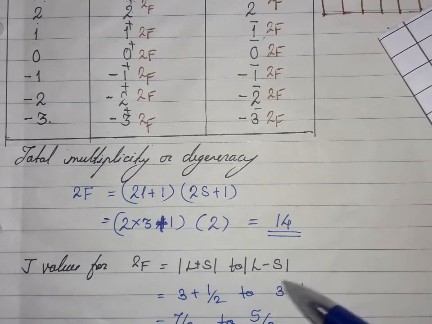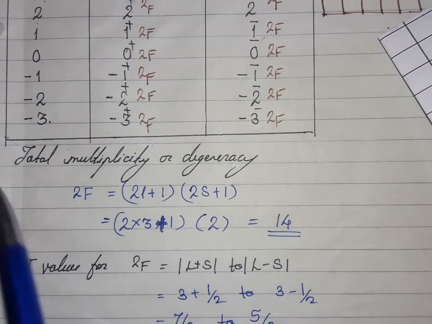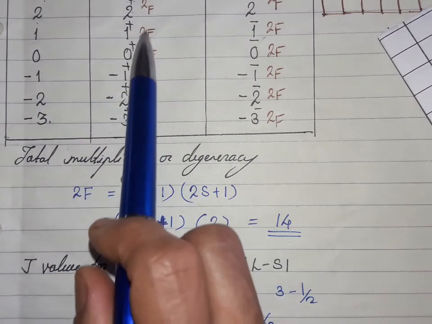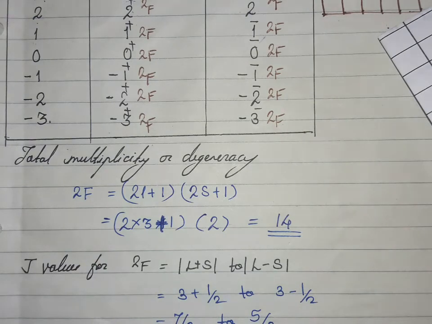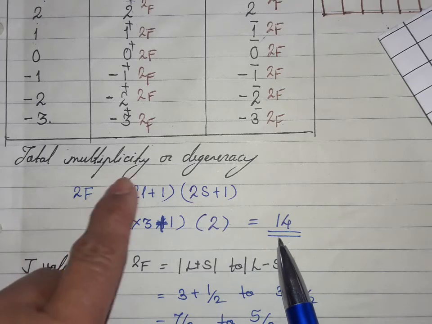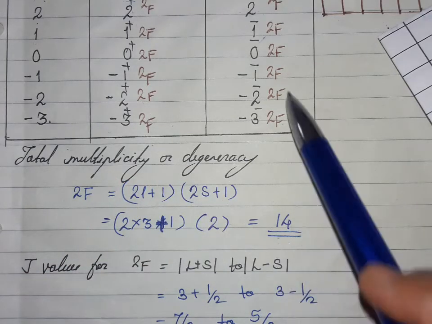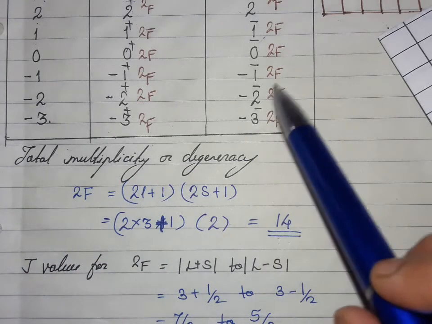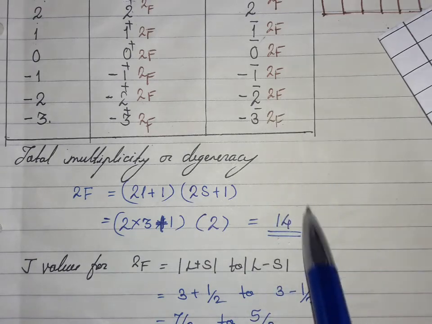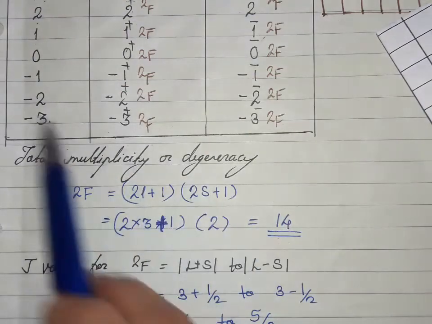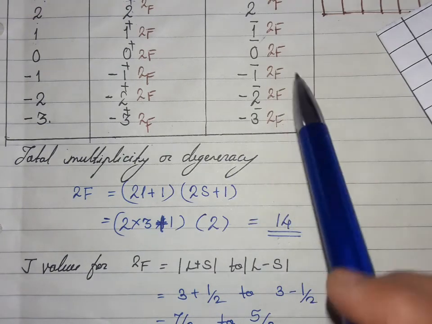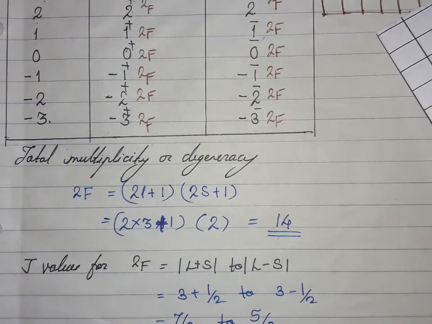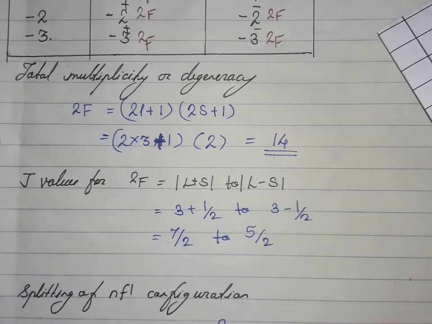So now let us check whether that 14 is correct or not. 1, 2, 3, 4, 5, 6, 7, 8, 9, 10, 11, 12, 13, 14. So this degeneracy of 14 is correct, and this number 14 matches with the degeneracy or term symbols from that microstate table. Now our next point is to calculate J values.